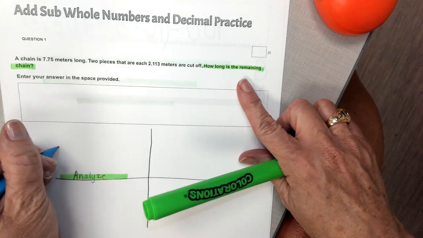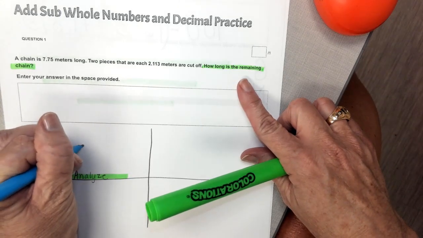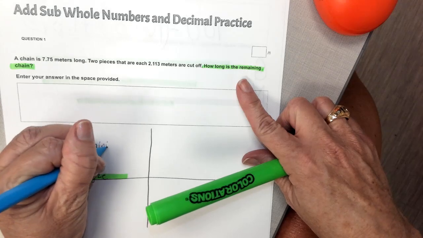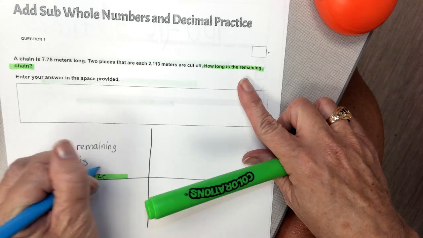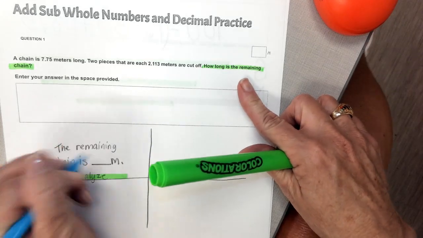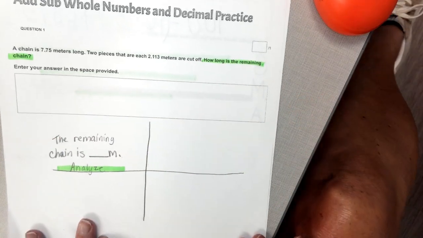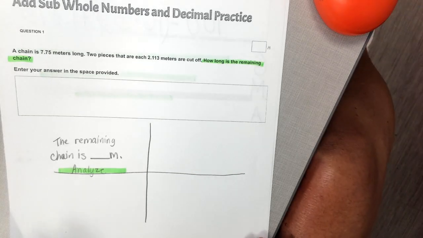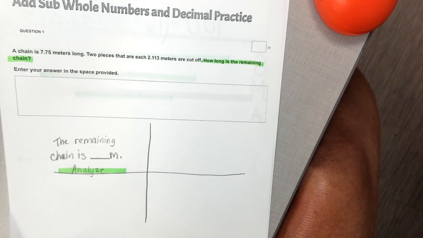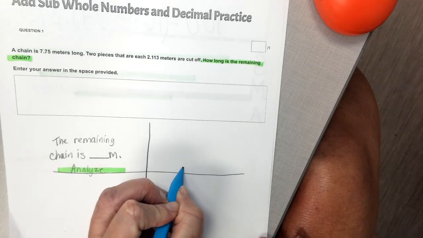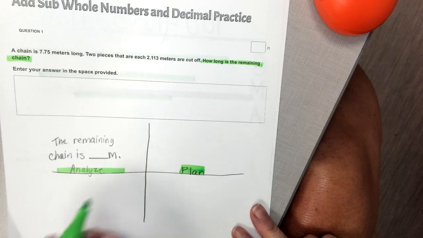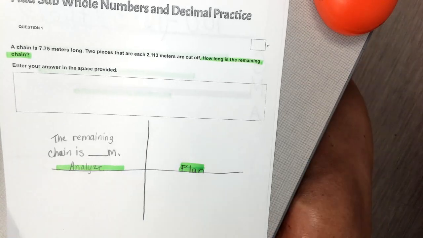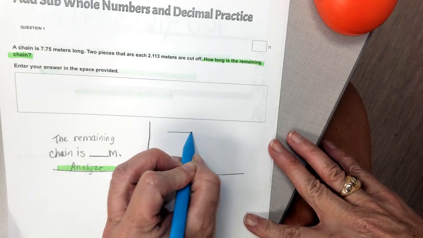So I could say, the remaining chain is blank meters. And I'm going to put an M for meters. Now, in order to figure that out, I'm going to need to make a plan. So the plan box is right here. And in order to make a plan to find out how much is remaining, I'm probably going to need some numbers. So I'm going to start off by building my chain.